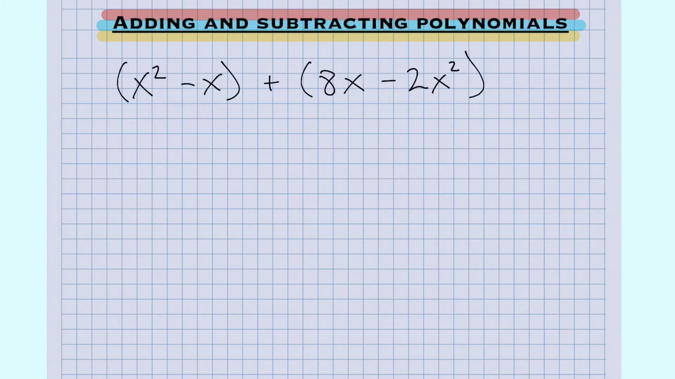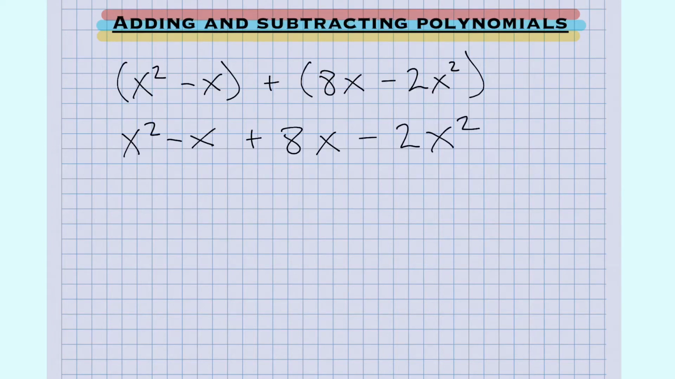x squared minus x plus 8x minus 2x squared. Once again here we have a positive sign, so we could just drop these parentheses. Same here: if you don't see a negative sign, you can drop them. If there's a negative sign, you'd have to distribute it, but we don't have that. If there's nothing out in front, you assume it's positive. So we have x squared minus x plus 8x minus 2x squared.